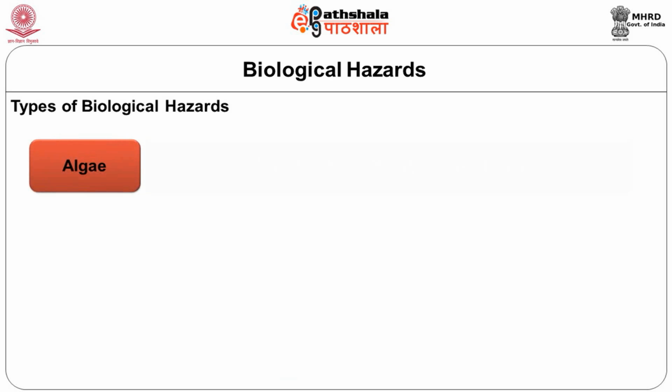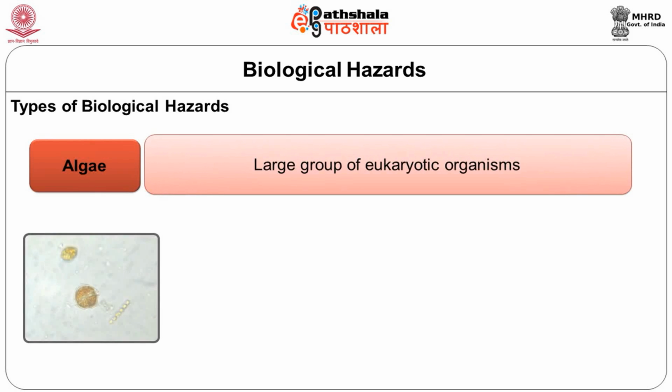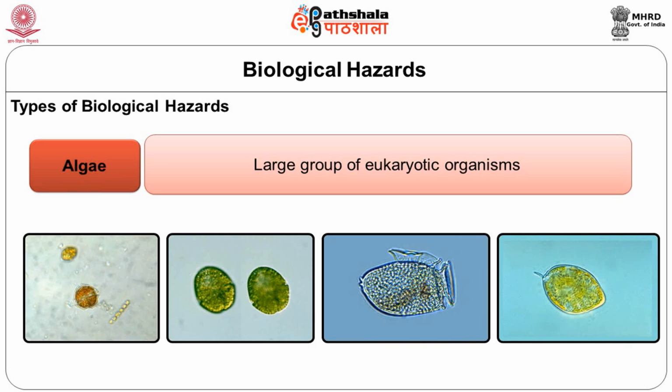The last one is algae. Some of these are toxic organisms. They are a large group of eukaryotic organisms, some of them multicellular, some of them microscopic unicellular. Their examples could be blue green algae, dinophysis, etc. Now, we will try to understand each one of them.